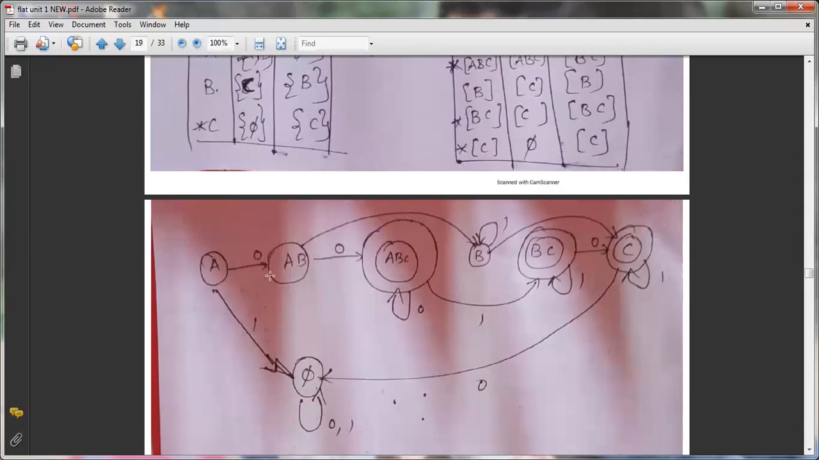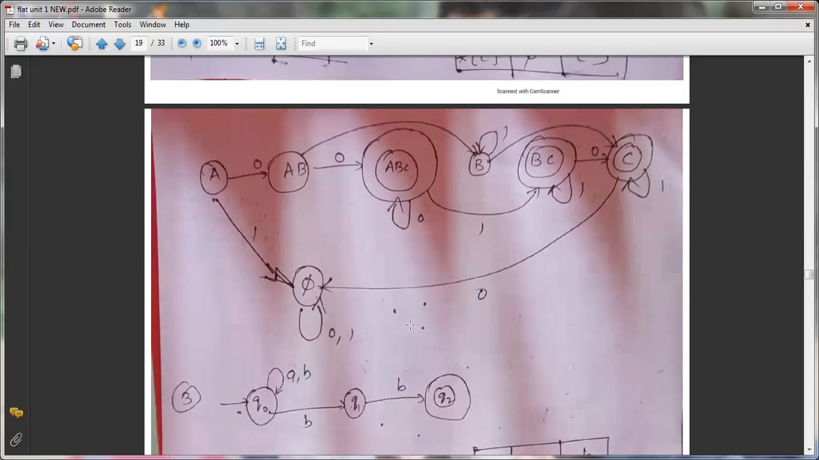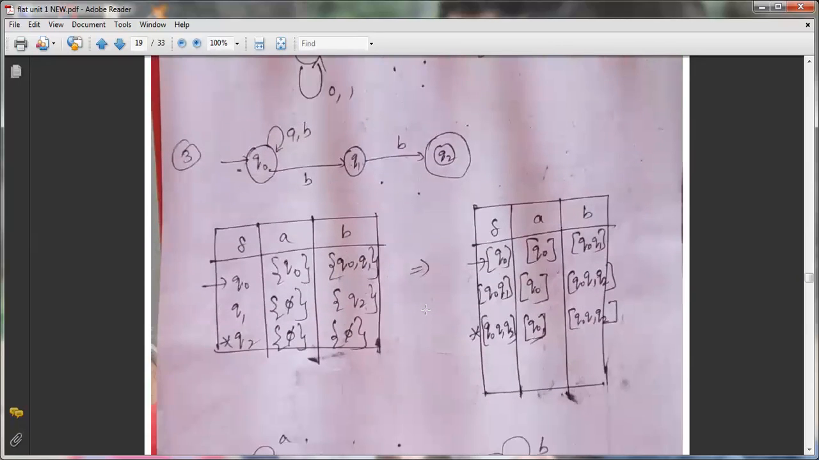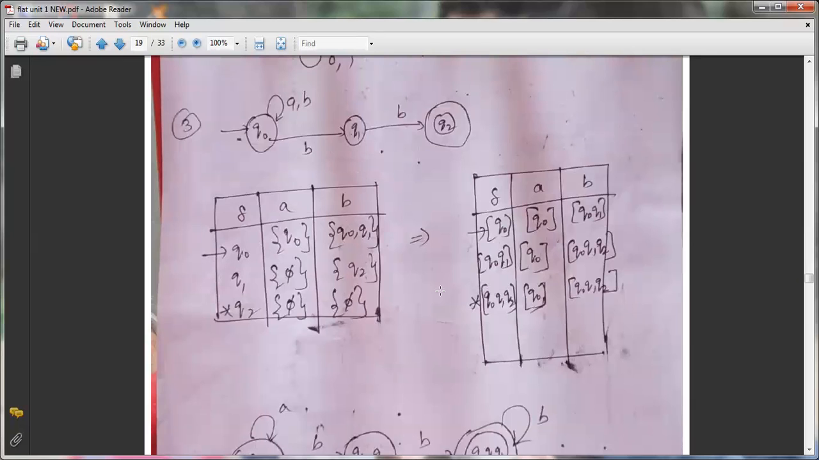So you have to draw the diagram for that particular transition table. Suppose I take one more example for the conversion of NFA to DFA. Here is the NFA: Q0, Q1, Q2. Q0 and A is going to Q0. Q0 and B is going to Q0 and also Q1.